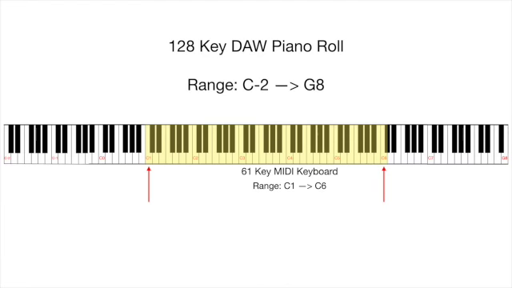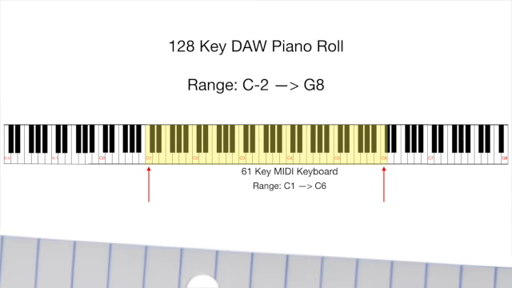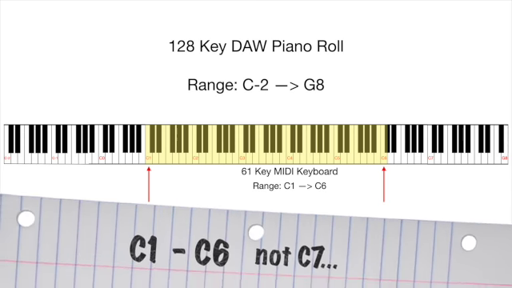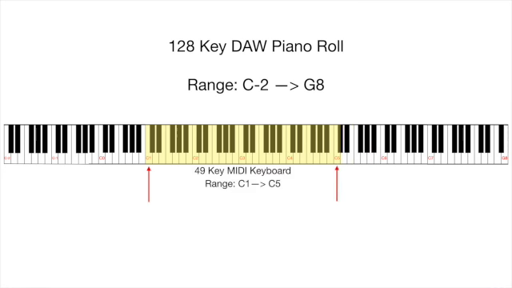Now, another common size that you can get a MIDI keyboard is the 61 key MIDI keyboard. This size keyboard basically is going to give you a 5 octave range, C1 to C7. You can also get the 49 key MIDI keyboard, which is a 4 octave keyboard, C1 to C5. The 37 key MIDI keyboard, which is a 3 octave range, and the 25 key MIDI keyboard, which is, you guessed it, a range of 2 octaves.